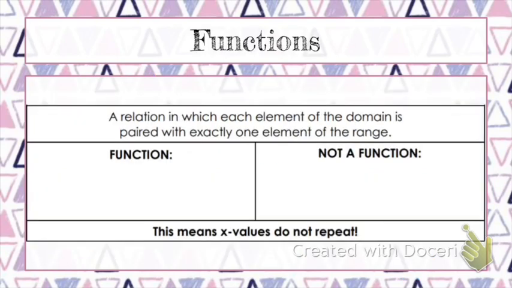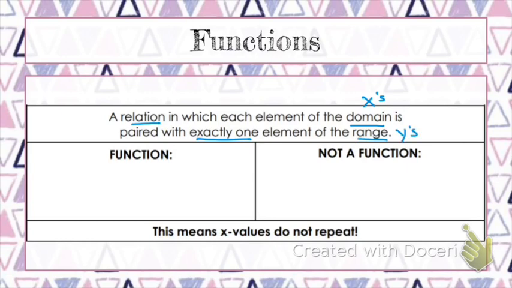So a function is a type of relation. It's a relation in which each element of the domain, so remember domain are the x's, is paired with exactly one element of the range. Range is the y's.